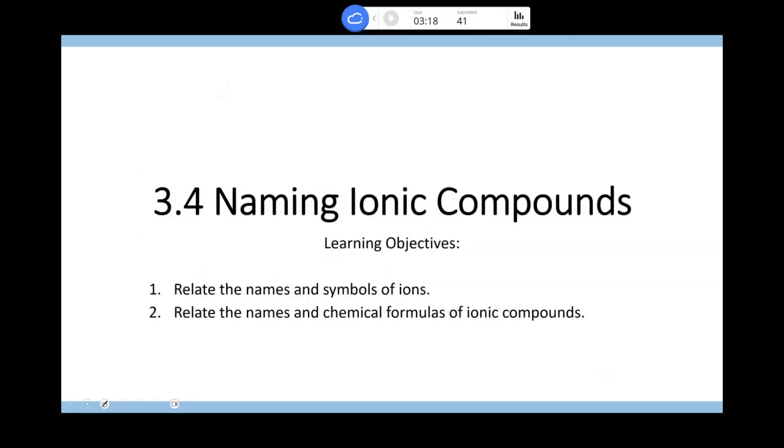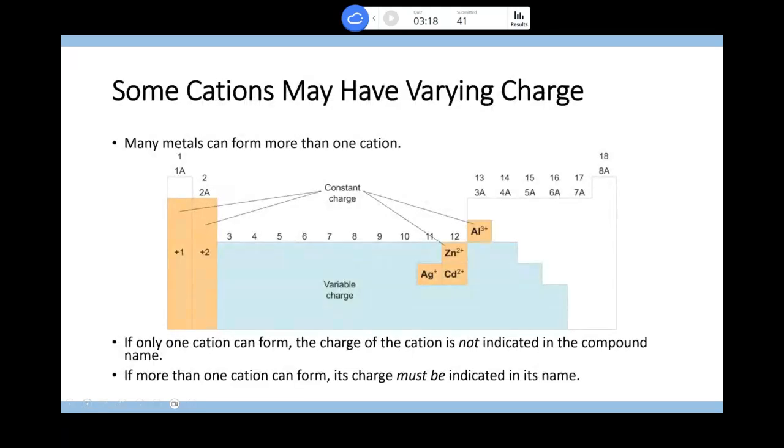So that's what this next section is about, just naming our ionic compounds. And this is the last section before we move to part 2 of chapter 3. So we have slightly different rules for naming ionic compounds, still quite similar to what we've learned already, and we've seen plenty of examples of ionic compound names.